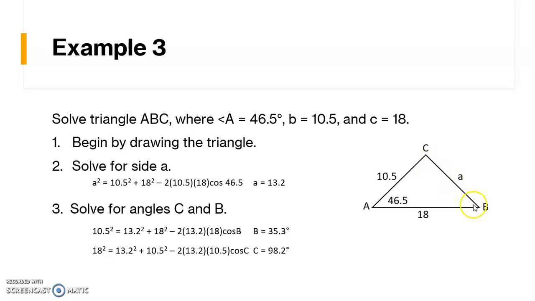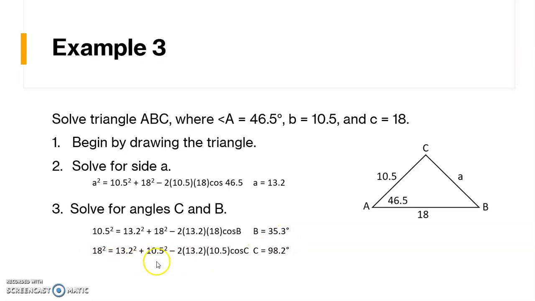So I found angle B first. So I did 10.5 squared equals 13.2 squared plus 18 squared minus 2 times 13.2 times 18 times the cosine of B. Then I went through the same steps. I subtracted these from this. I divided by the whole thing of negative 2 times 13.2 times 18. Yes, it is negative. Watch that minus sign. And then I did the inverse cosine of that result, and I got 35.3.